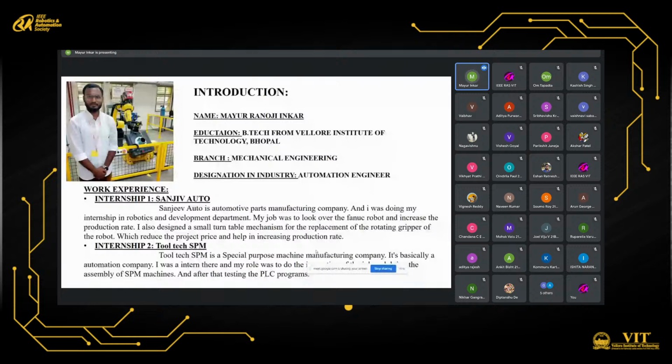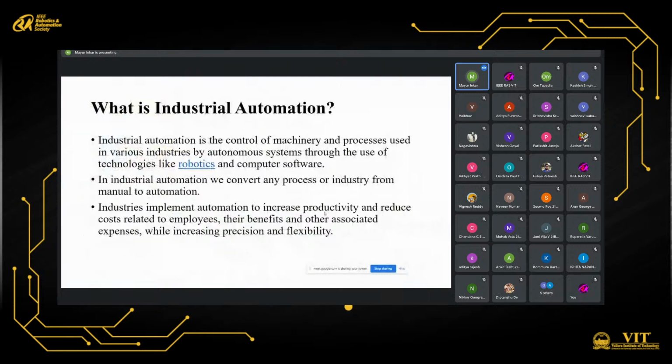So let's dig into the main topic. What is industrial automation? Industrial automation is the control of machinery and processes used in various industries by autonomous systems through the use of robotics and computer software. This is the word-to-word definition. To put it simply, for an industry to repeat any process again and again, rather than using humans, we are using robots. By using robots, we are automating that process. Indirectly, we are reducing human work, and increasing the productivity, the speed, and everything.